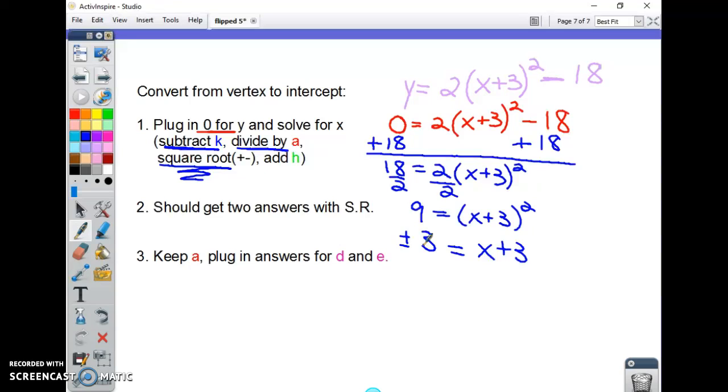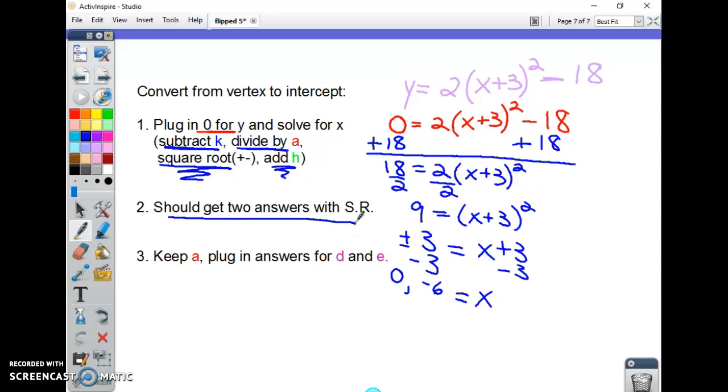So now we're going to subtract 3 as the last step here, or add h, again, it doesn't matter, all we're trying to do is get x by itself. So we're going to have x equals, when 3 is positive, subtracting it will be 0. And when 3 is negative, subtracting another 3 will give us negative 6. Hopefully that's clear on what we had to do there. It says we should get 2 answers with the square roots, and we do.